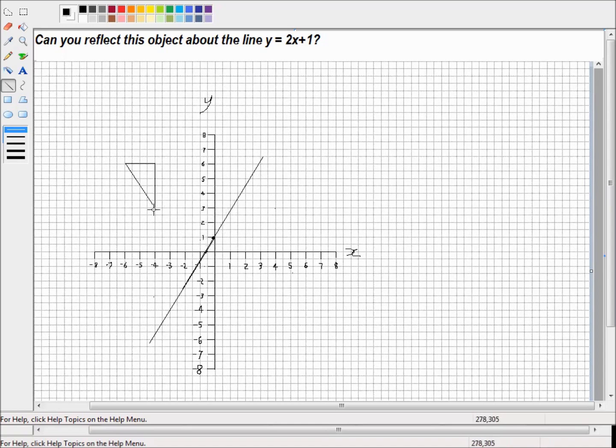So the perpendicular distance to this line. The easiest way for you to do this would be to get one of your set squares. That's your mathematical instrument that looks like a right angled triangle, and you can just line up your line so that you get the perpendicular line. So I would want to get a perpendicular line that goes from these points to this line, and then I would want to extend that the same distance over to the other side.